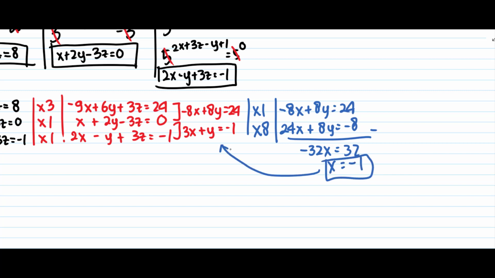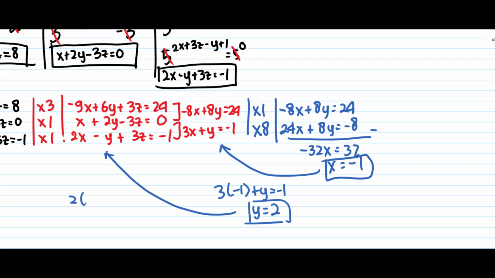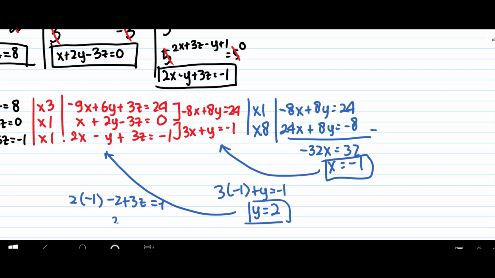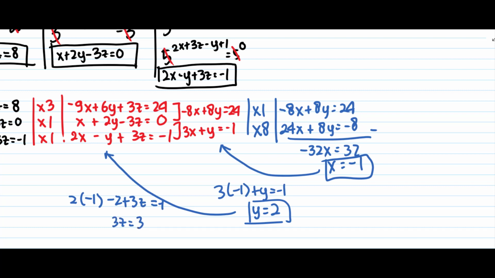Substitute. 3x plus y equals negative 1, y equals 2. One more time: 2 in the bracket, negative 1 minus 2 plus 3z equals negative 1. So negative 3z equals 3. z equals 1. Okay. Negative 1, 2, and 1. Correct.